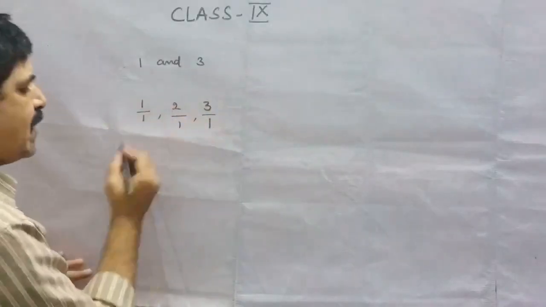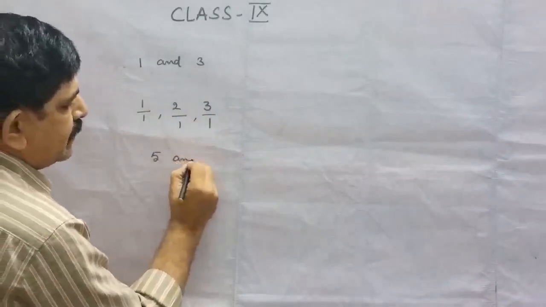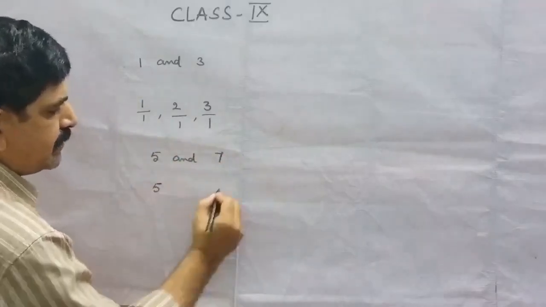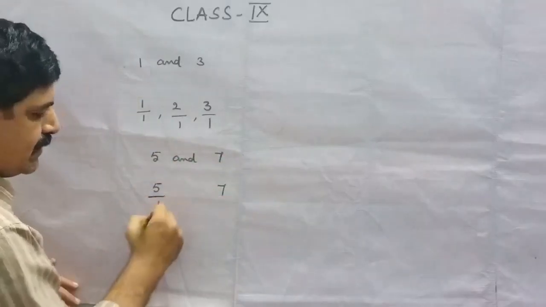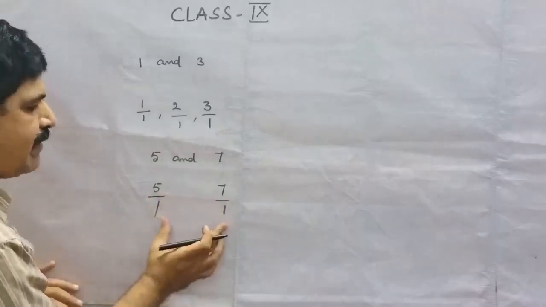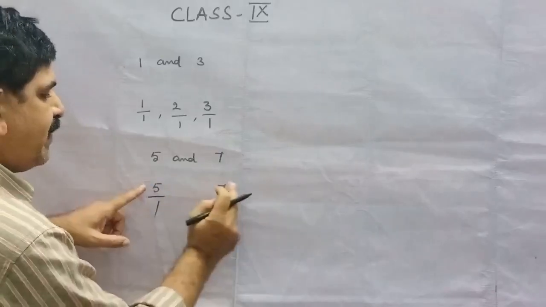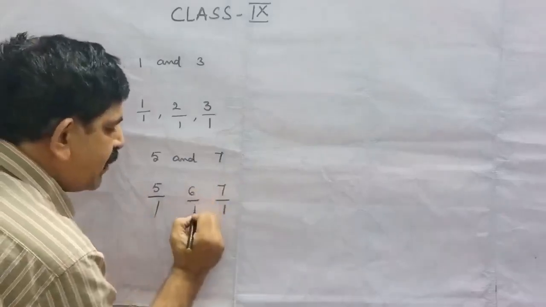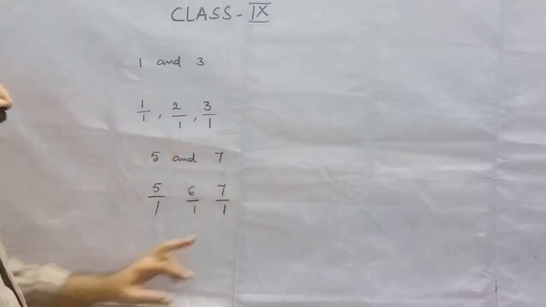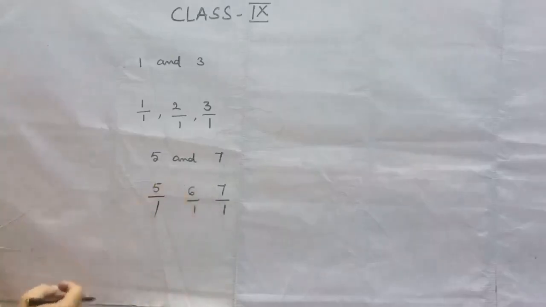Suppose the next example, rational number between 5 and 7. There is no denominator, so you take 1. Here the denominators are equal, so we take the numerators 5 and 7. The number between 5 and 7 is 6. Therefore, between 5 by 1 and 7 by 1, the rational number is 6 by 1. So 6 is the rational number between 5 and 7.